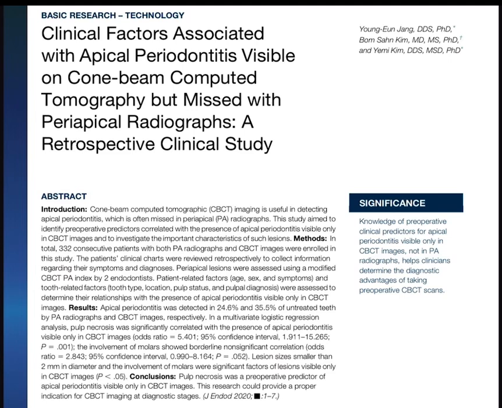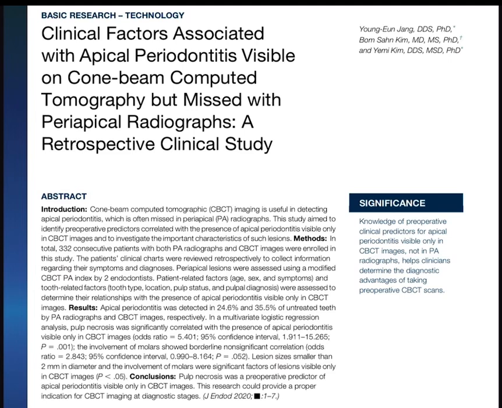Moving on to the results, they first found that apical periodontitis was detected in 24% and 35% of untreated teeth by PA radiographs and CBCT images respectively, and pulp necrosis was significantly correlated with the presence of apical periodontitis visible only in CBCT images.